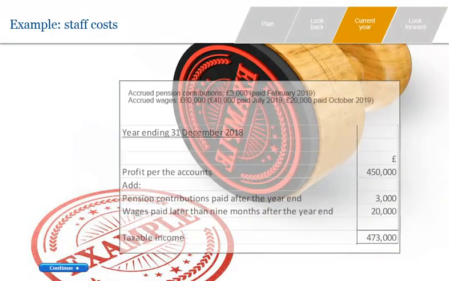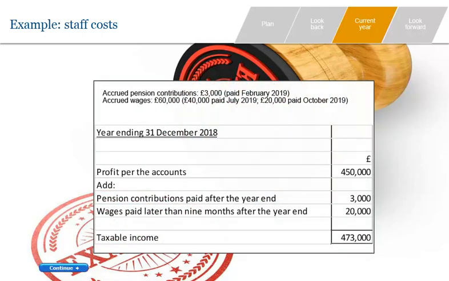In this example, the company has an accounting profit of £450,000 for its accounting period ended 31st December 2018, after taking into account pension contributions of £23,000 and wages of £260,000. All amounts were paid before the year end with the exception of pension contributions of £3,000, which were paid in February 2019, and wages of £60,000. The accrued wages were paid as follows: £40,000 in July 2019 and £20,000 in October 2019.